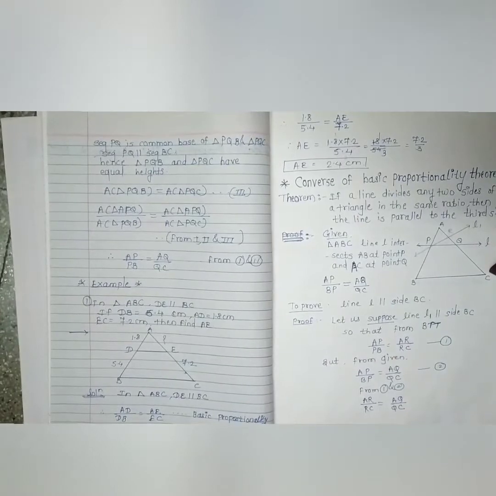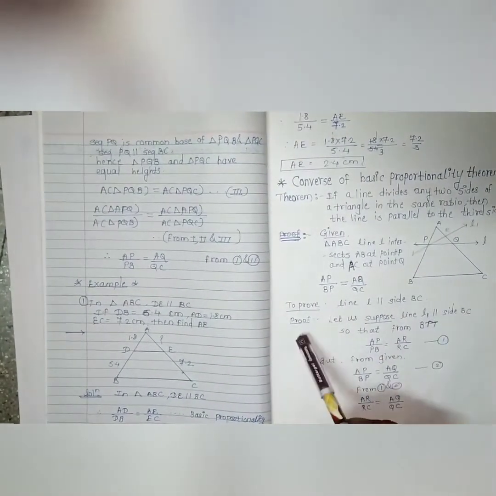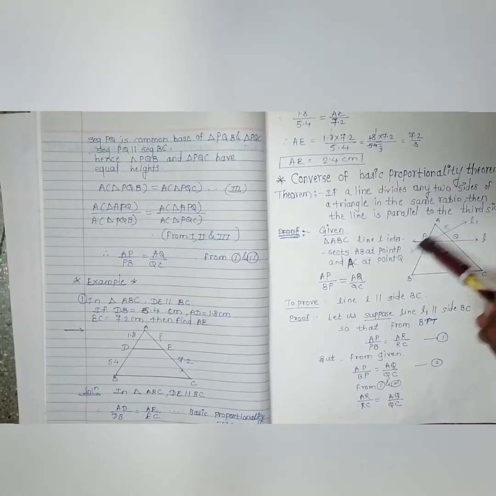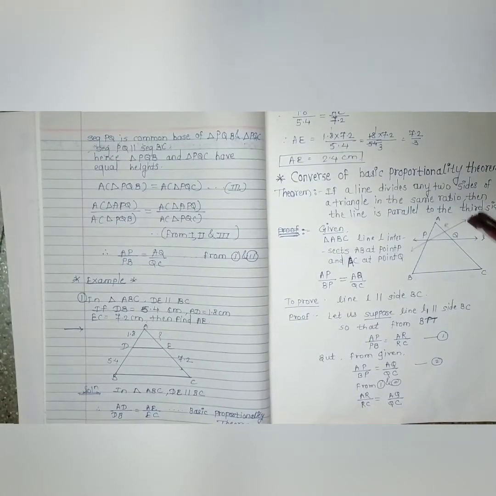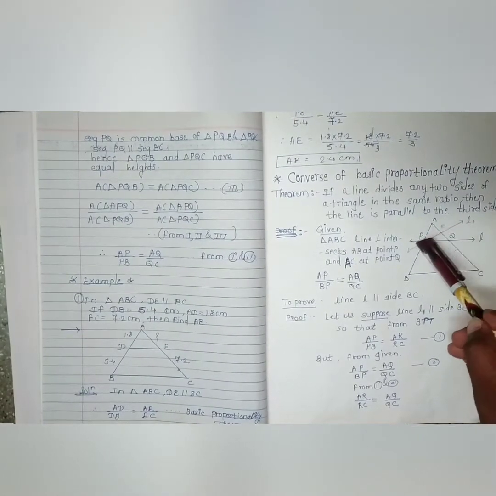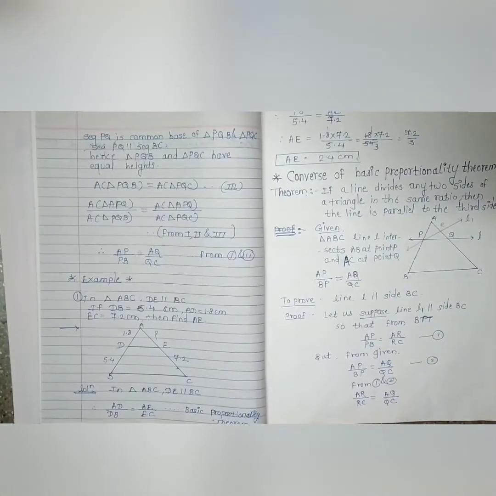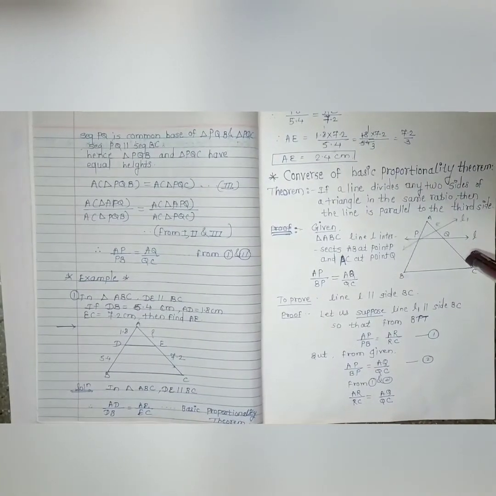And to prove here, line L is parallel to side BC. Therefore, by using the contradiction method, let us suppose line L1 is parallel to side BC. We assume line L1 is parallel to side BC. Actually, line L1 is not parallel to BC. Suppose we extend this line and this line, then they intersect. These two lines are not parallel. But by the contradiction method, we assume line L1 is parallel to BC.